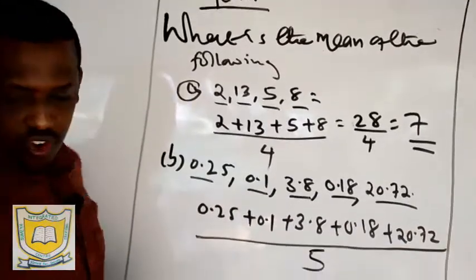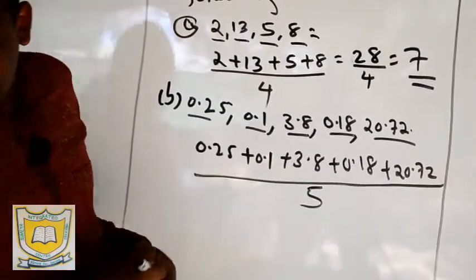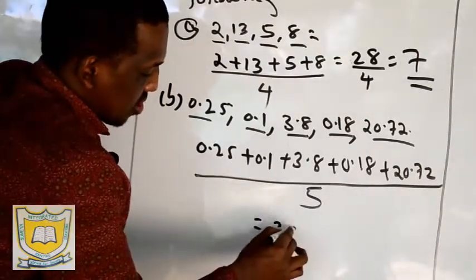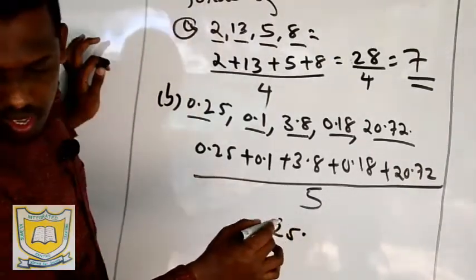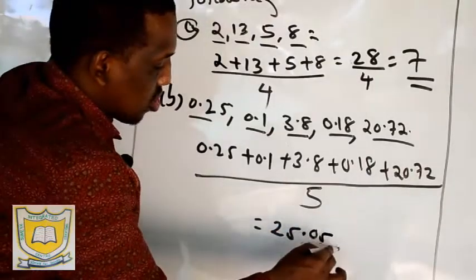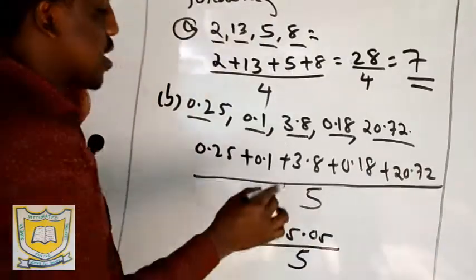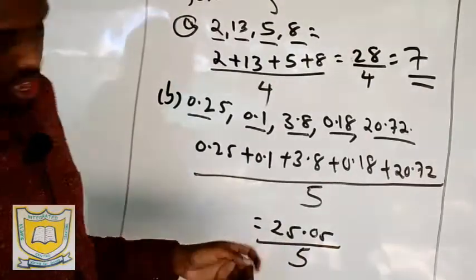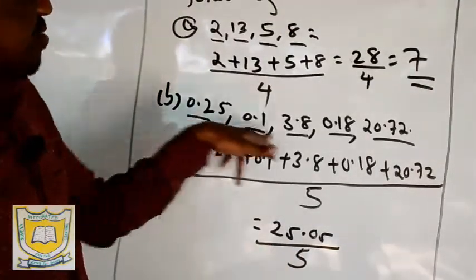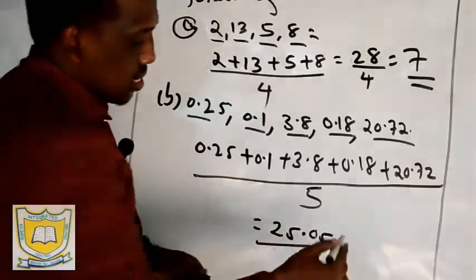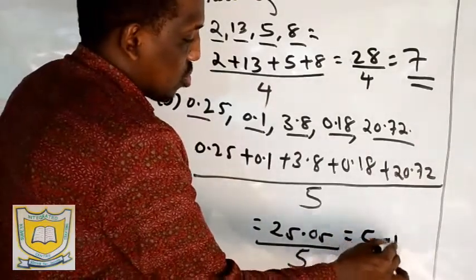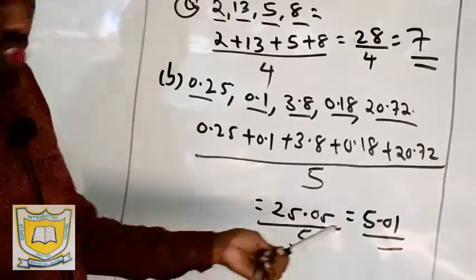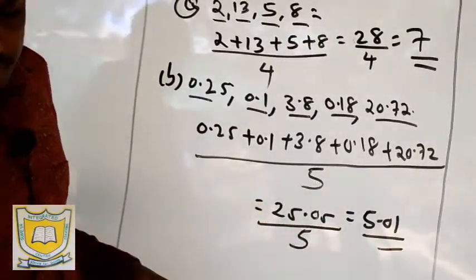That's how you find it. So you add. After adding now, you will get 25.05, all over 5. The top numbers add to 25.05, divided by 5 numbers. They are 5 in number, so after dividing by 5, you will get 5.01. That's how we find it.